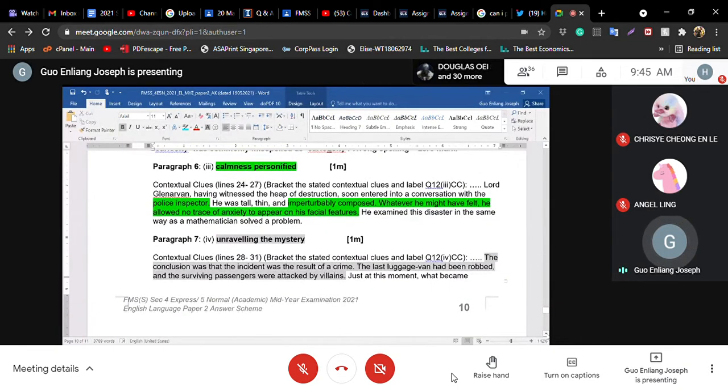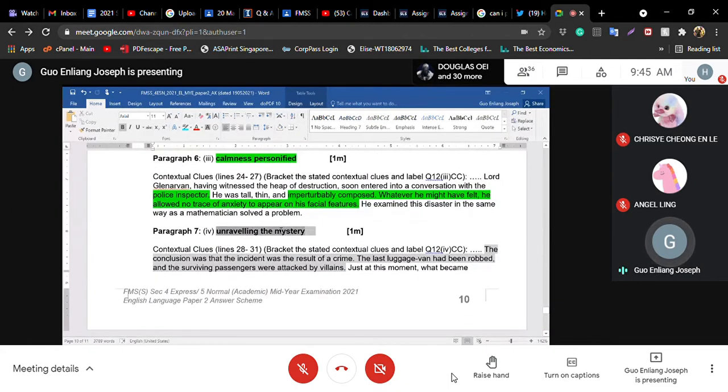And finally, unraveling the mystery is the last answer. Please make sure you do your corrections in green pen. The conclusion was that the incident was a result of a crime. So it's unraveling the mystery. Basically, unraveling means you solve the mystery. You solve the mystery and you know it is a crime. What type of crime? Luggage van robbed and surviving passengers attacked by villains. So that is the exact nature of the crime. So they managed to solve the mystery of the crime.